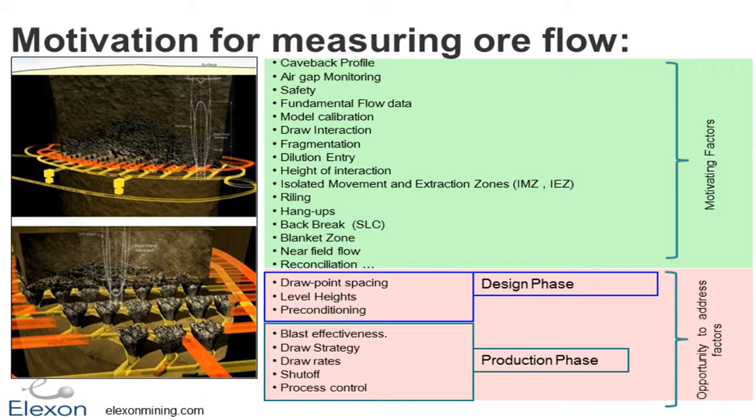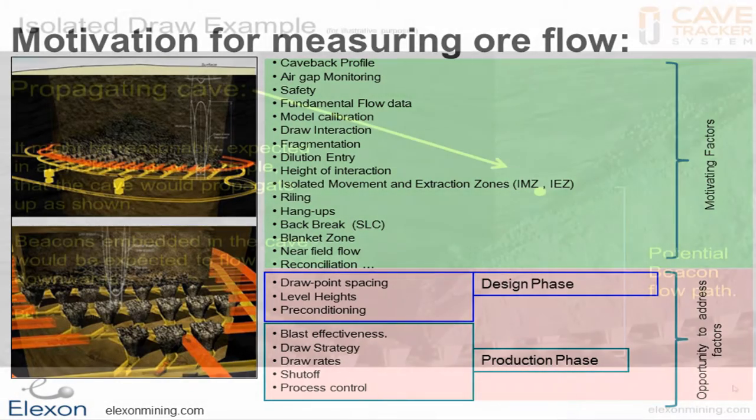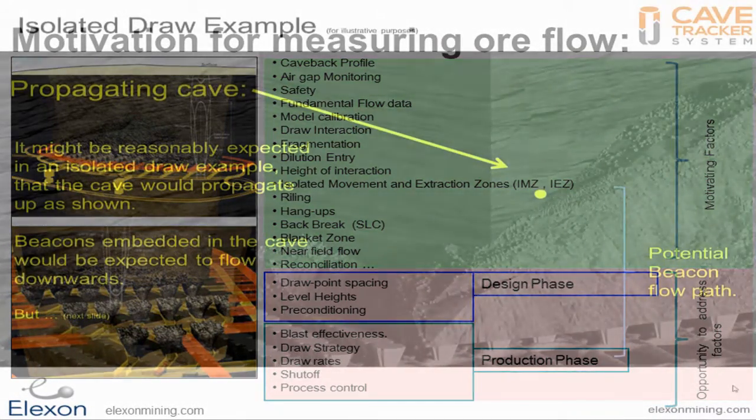And during the production phase, maybe you can change your blasting, especially in SLC, but the way that you blast the undercut, you can change your draw strategy, draw rates, shut off, and try and employ process controls. So there's very little effect you can actually have on all the things that you're interested in. And a lot of these things that we're interested in are currently invisible in this fragmented zone. So that's our motivation for measuring the ore flow.